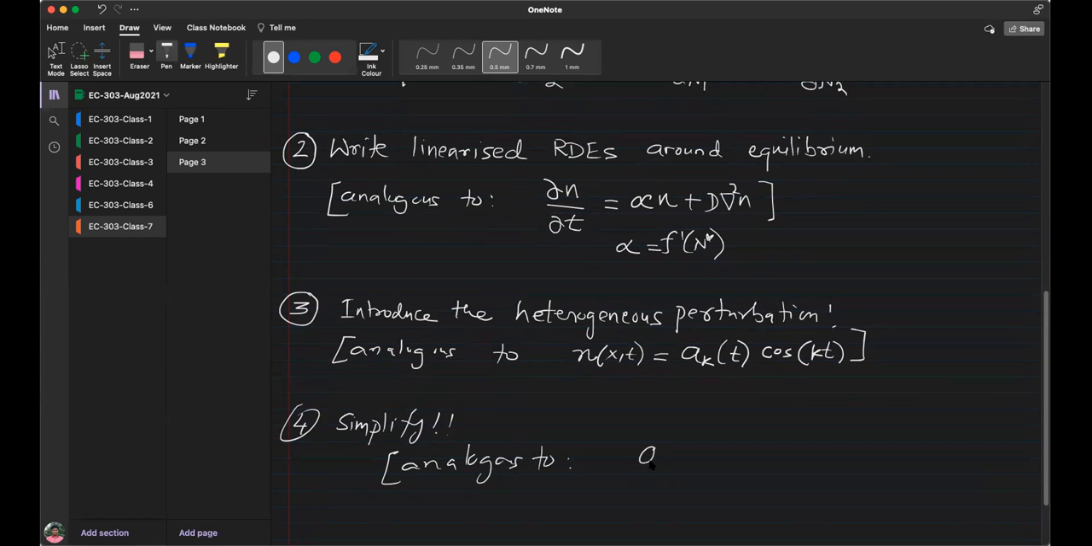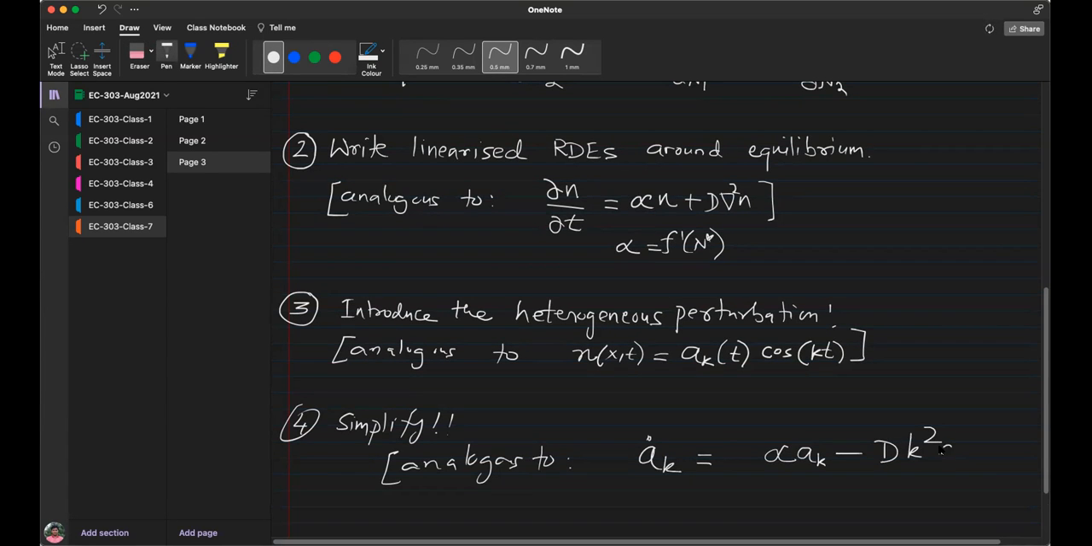So last time we found something like this: a_k dot is equal to minus alpha a_k, or I think maybe just alpha a_k, plus a term like this, minus d_k squared a_k. So we found an equation of this type previously. So I want to know what would be the analogous equation when you now have two variables.